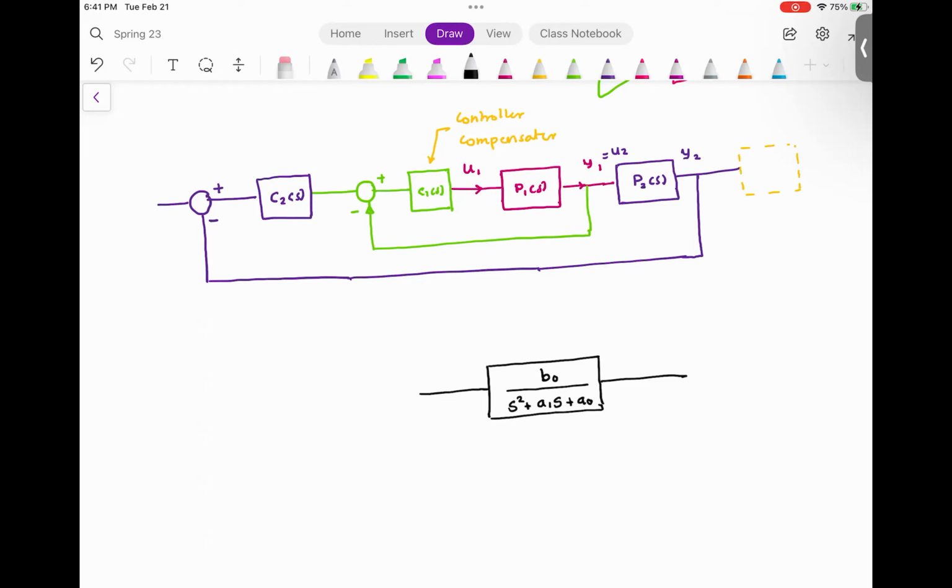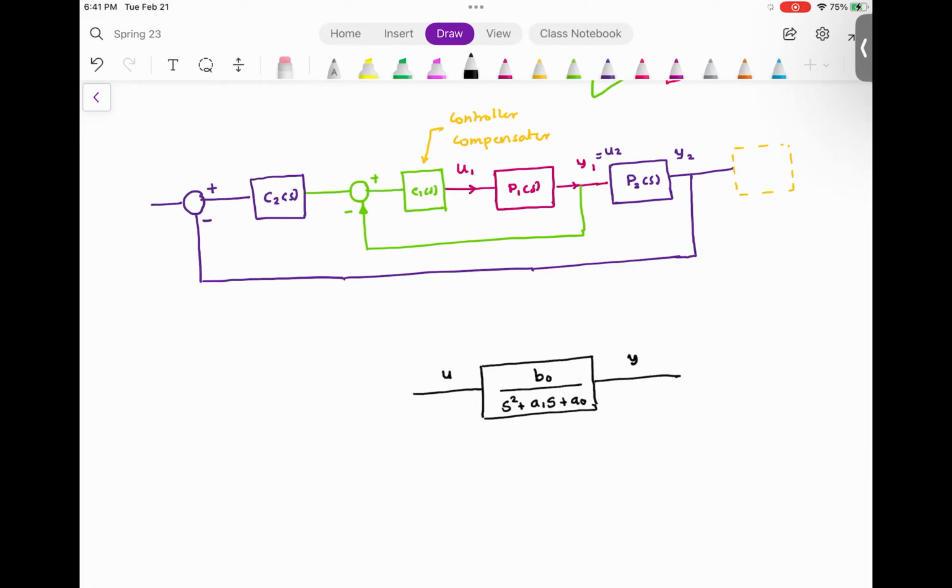This transfer function has constants B naught, A naught, and A1. They are all constants: one constant in the numerator, two constants in the denominator. So this transfer function has no zeros and two poles. Now, this is the output, this is the input, and I'm going to add a control, something like this. I want you to tell me whether it's a P control, an I control, or a D control.